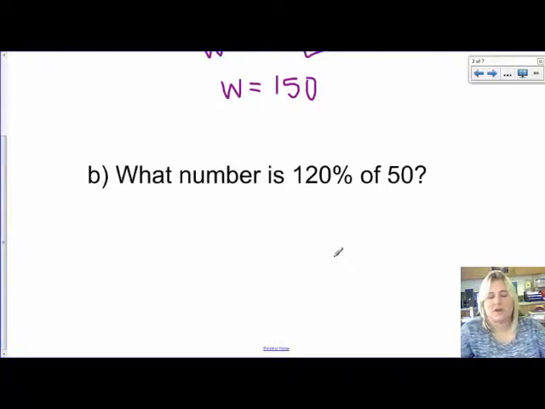On B, I want you to try and work this one on your own. Remember to write it exactly the way that you read it first. So go ahead and pause the video at this point.